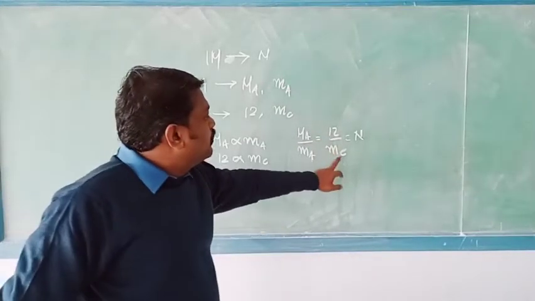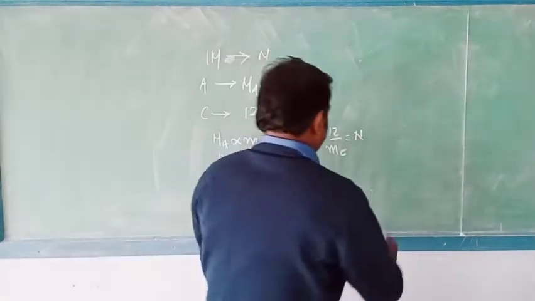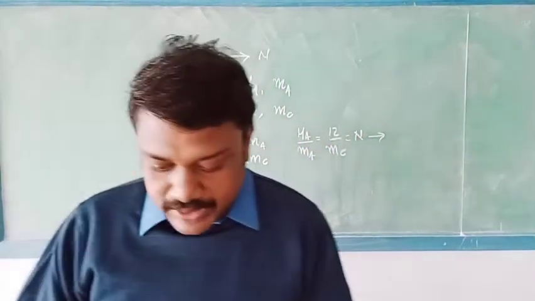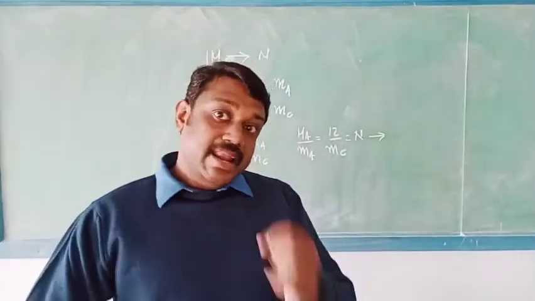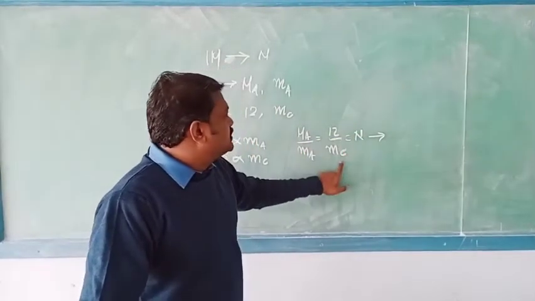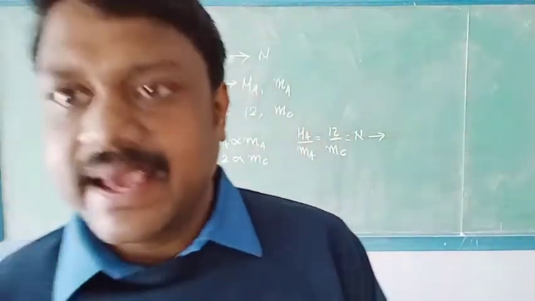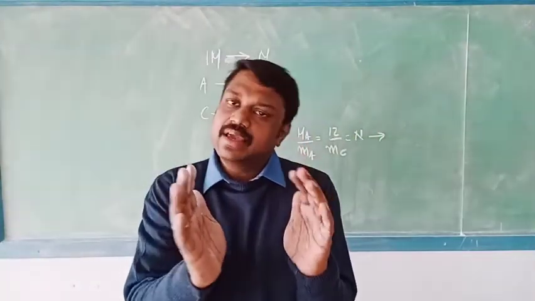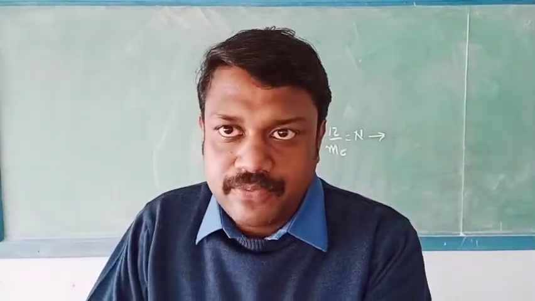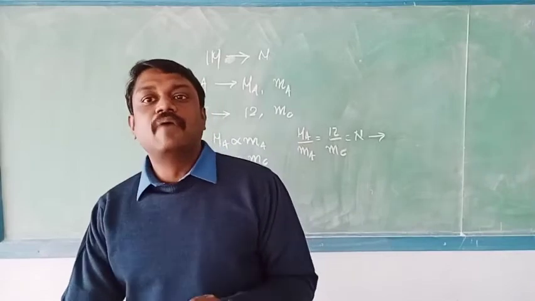So when you divide 12 by 1.99265 into 10 to the power minus 23 gram, you will get the value of N. And what is that? The value of N will be 6.023 into 10 to the power 23 particles. So it is independent of Ma, because 12 is constant and Mc is also constant. That means if you take any gas, its molecular mass in gram contains Avogadro number of particles. So that is the importance of Avogadro number.